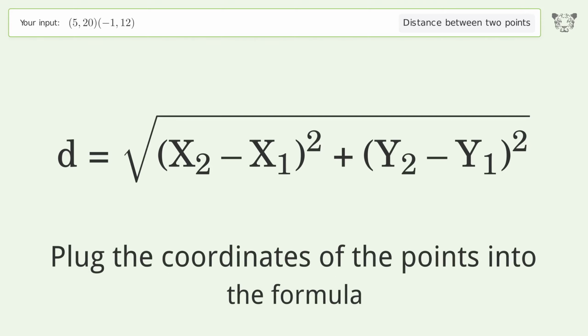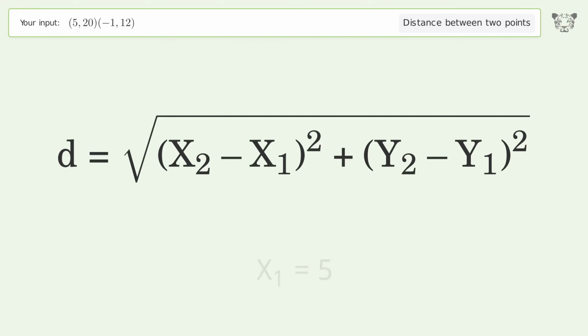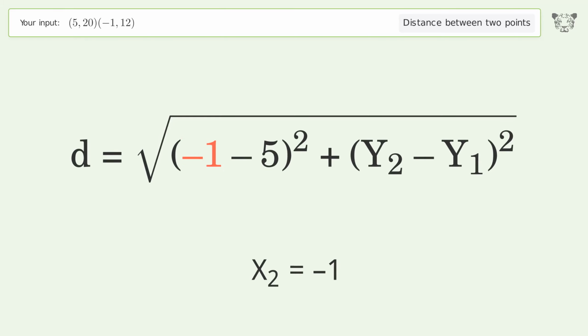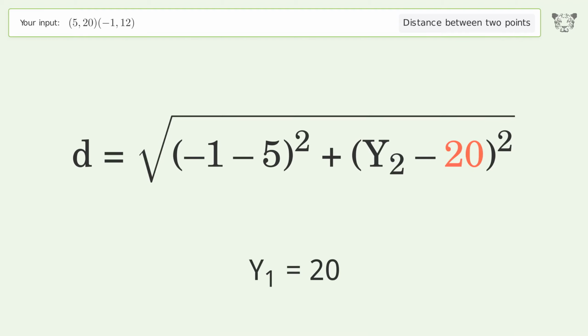Plug the coordinates of the points into the formula. x1 equals 5. x2 equals -1. y1 equals 20. y2 equals 12.